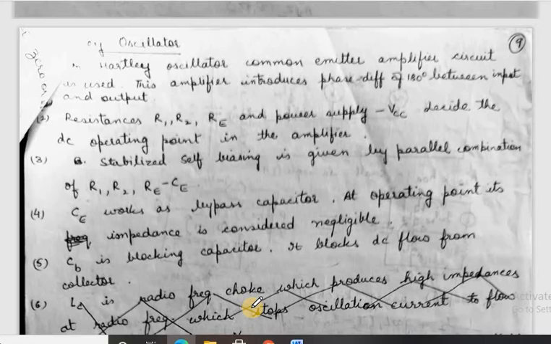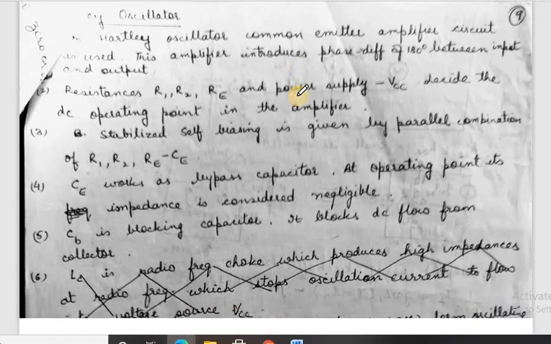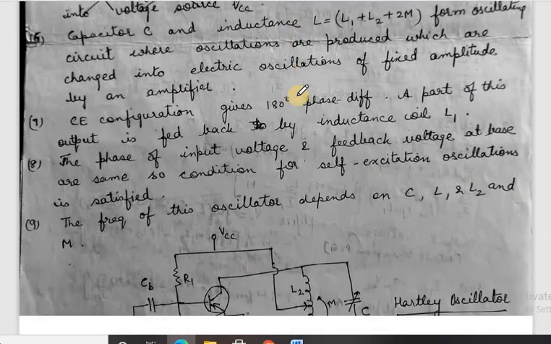So we'll be discussing a simple Hartley oscillator circuit. As we know, for any oscillator there are two important elements. One is the amplifier and the other is the feedback network. So in Hartley oscillator, common emitter amplifier circuit is used. This amplifier introduces a phase difference of 180 degrees between input and output, as we know for the common emitter amplifier. We will first see the circuit. See, this is the circuit.